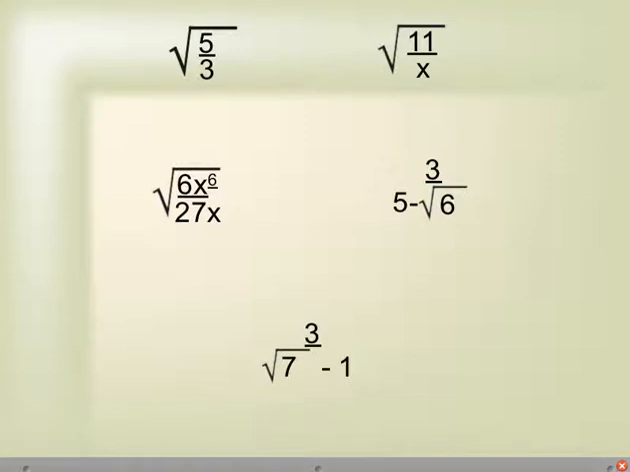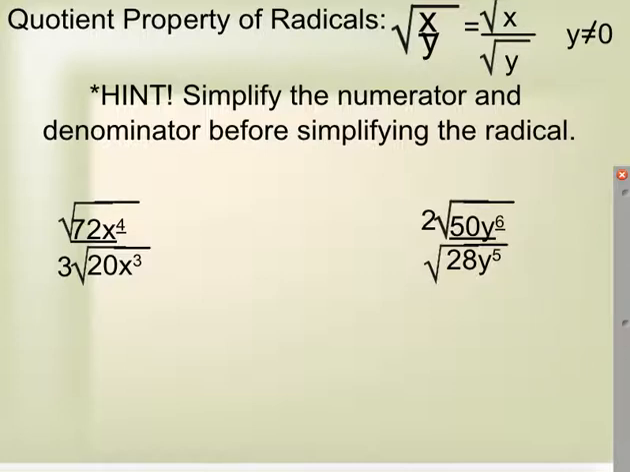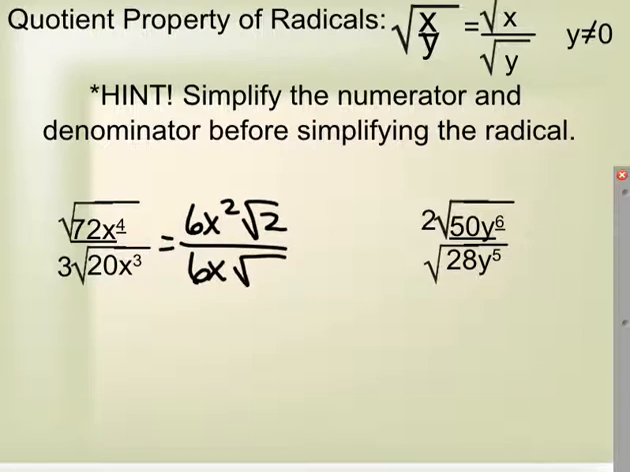Now, I skipped a page up here, and let me just go back to how sometimes we have to do some simplifying first before we can use that radical to simplify the most. So I'm going to simplify the square root of 72 x to the 4th. Now, think back and maybe watch a video in the past, and we end up getting 6x squared root 2 over 6x root 5x. There we go.